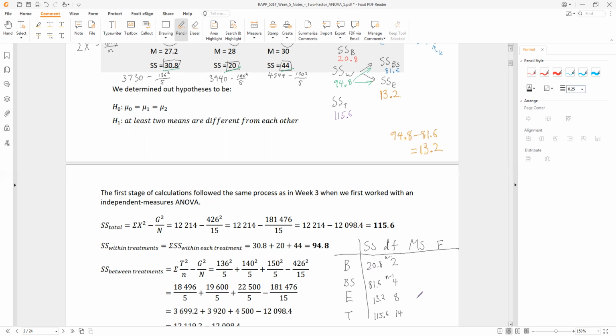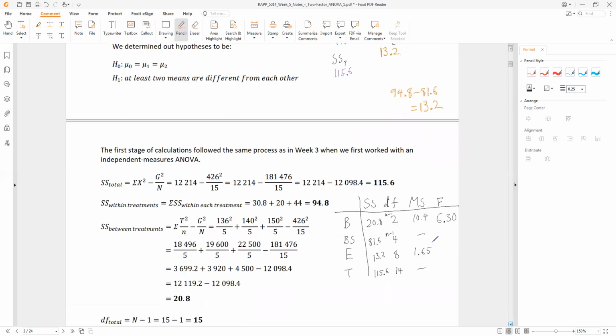And then we just do some division for each of these. We don't need to do that for the total, but we can do it for each of these. 20.8 divided by 2 is 10.4. 81.6 divided by 4, we could do, but we don't need to. 13.2 divided by 8 is going to be 1.65. We don't need to do this one or that one. And then 10.4 over 1.65 gets me 6.30. And that was my test statistic.